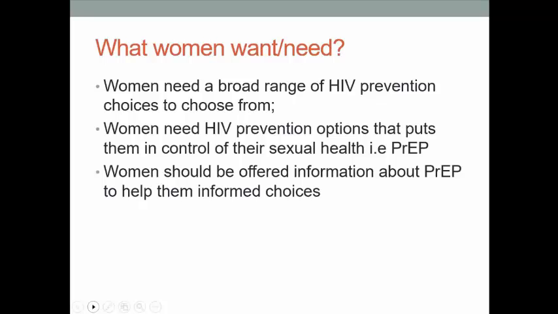So we are saying that PrEP works, including for women, hence it should be offered to women. And if we take it from a human rights perspective, not offering people interventions which we know work is denying them their access to their rights. Next, please.